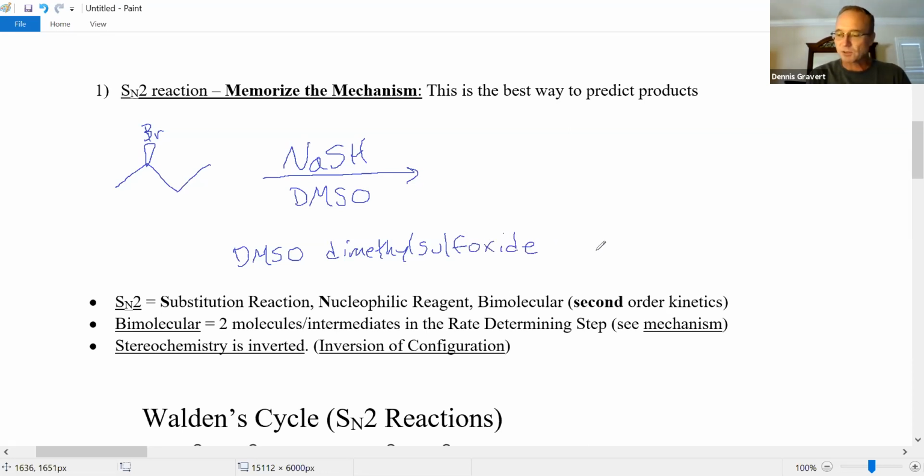It has this structure. We'll see it again at the end of this video. It's something you do want to memorize. It's very useful for SN2 reactions. Okay.